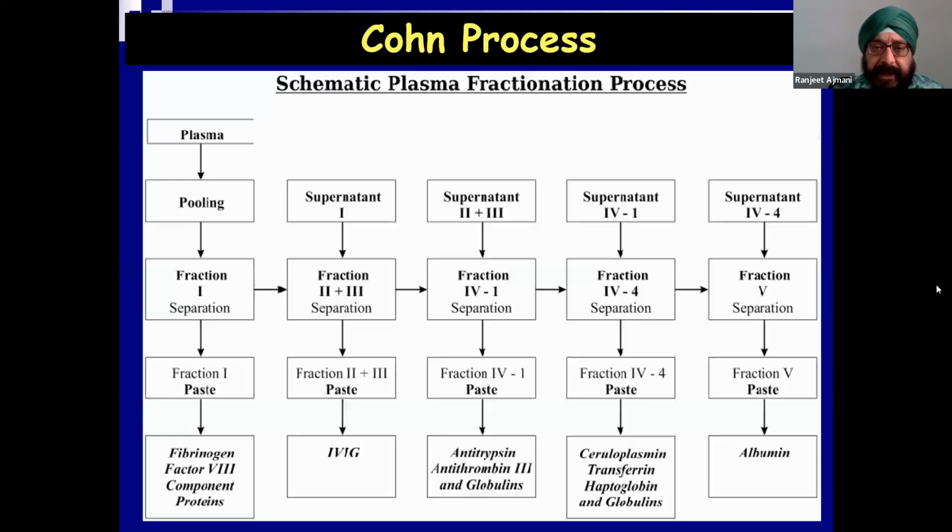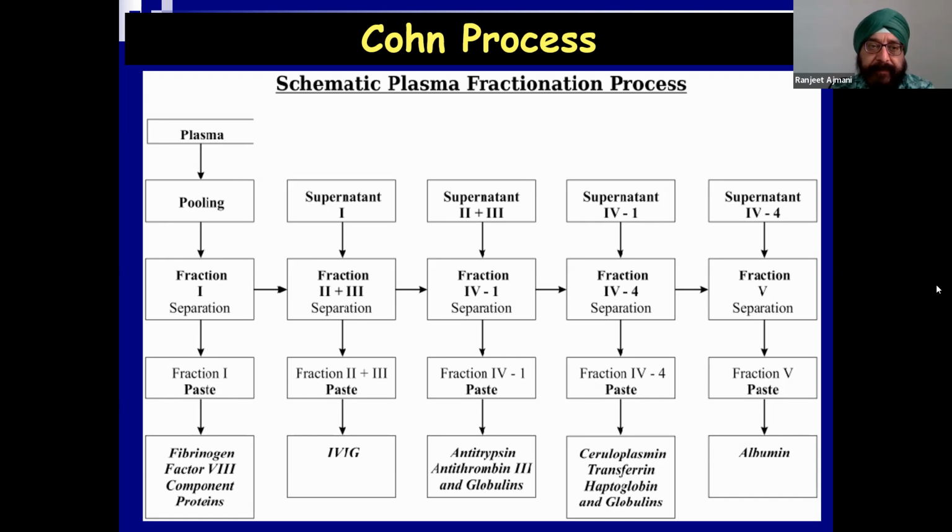So what is fundamentally Cohn fractionation? It's a very schematic diagram as I'm presenting it to you. If you see the plasma on the left side of the panel, this plasma is pooled into a batch size of maybe 2000 liters, 5000 liters. And this pooled plasma undergoes a separation method, series-wise and parallel. You can see things happening in series and things happening in parallel.